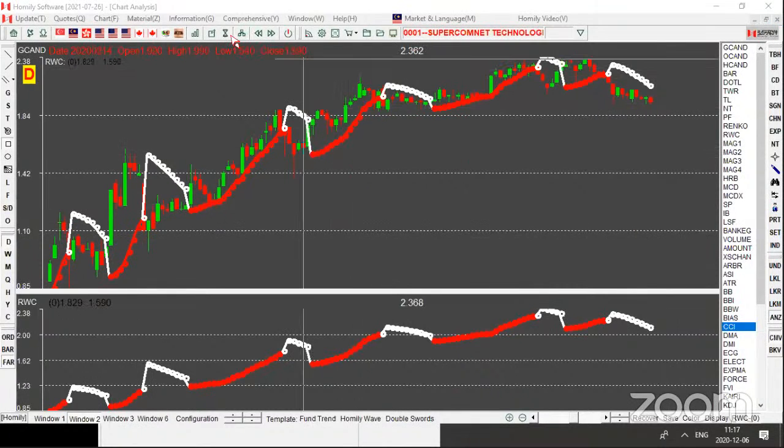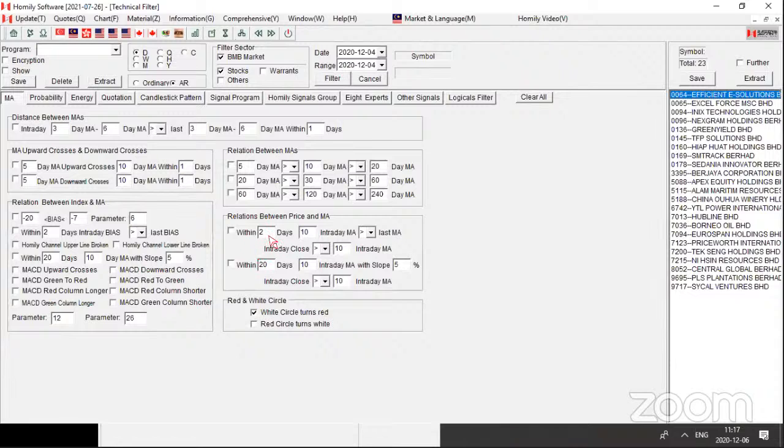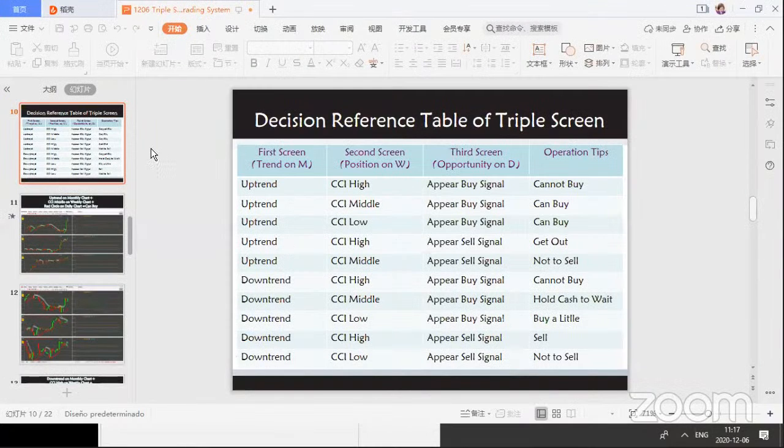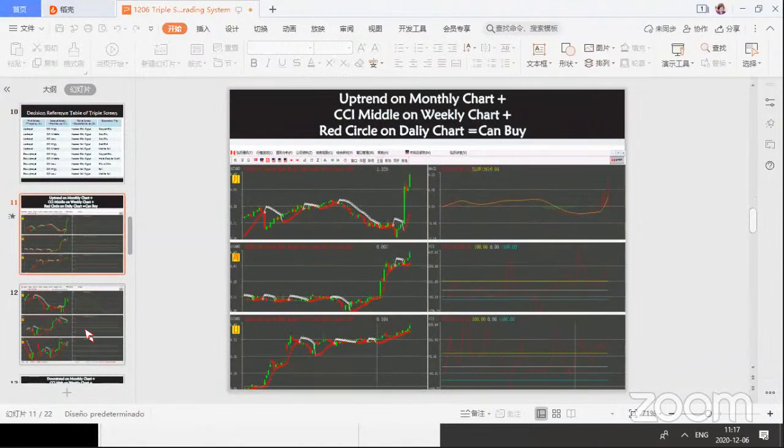So actually, not so difficult, right? Easy to understand. And the problem is you need to follow up. You need to stick to the discipline. You need to stick to the principle. Just follow it, then it will be okay.